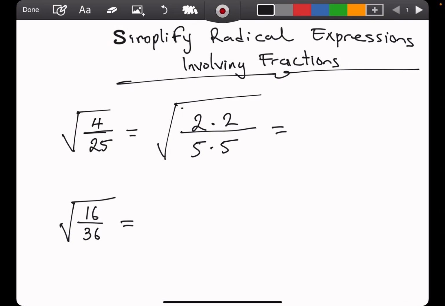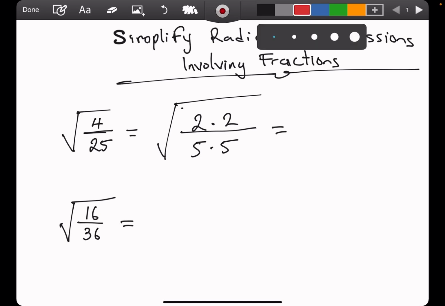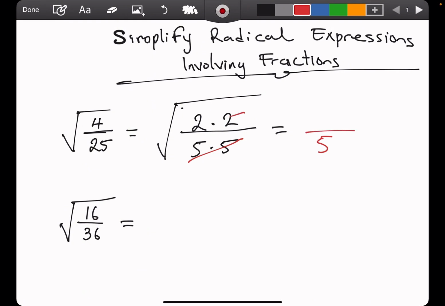You don't want to see a radical at the bottom. So this goes out, right? That's 5. And this goes out as what? 2. Right? And this is 5 over 2. Let's go to the next one, being 2 over 5, yes.